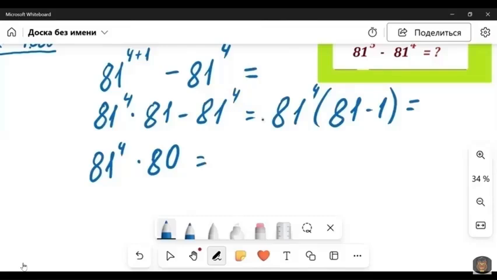Is it worth transforming 81 as 9 to the second power? No, I don't think so, because 9 to the power of 8 is not as familiar as powers of 2 or 3. So we'll use simple multiplication. We represent the fourth power in this way, and here we multiply by 80. So, let's move on.